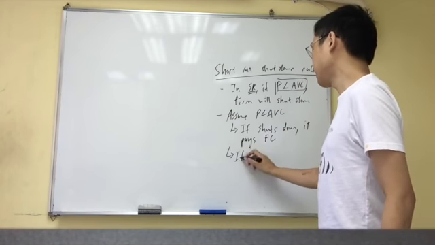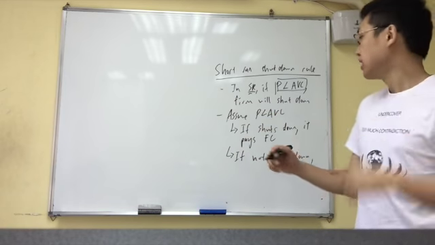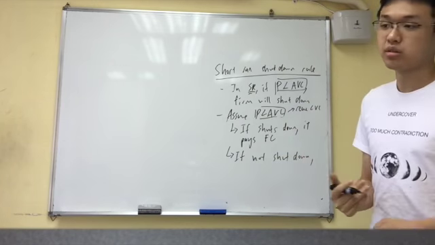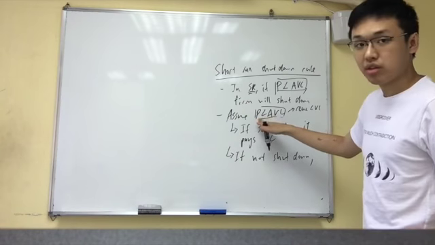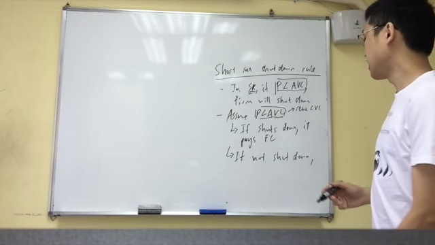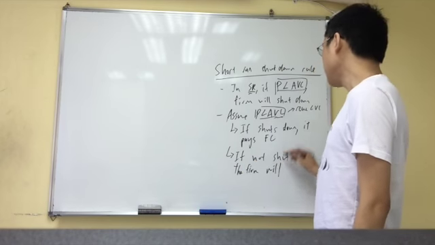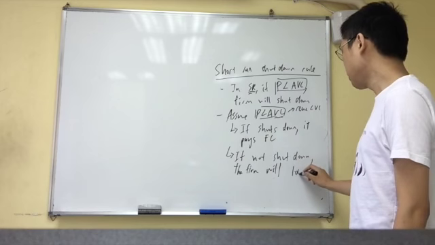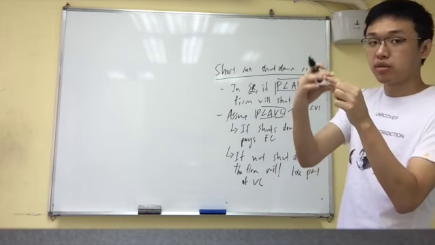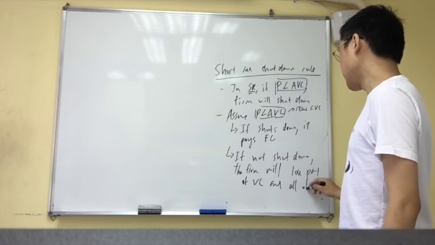But how about if it does not shut down? Well, if it does not shut down, the price is less than AVC. It means that the revenue is less than the variable cost. That makes sense, right? Price is the revenue per unit, average variable cost is variable cost per unit, so the revenue is less than the variable cost. The revenue is not enough to cover variable cost, so the firm will lose part of the variable cost, but there's still the fixed cost portion. So it will lose part of variable cost and all of fixed cost.